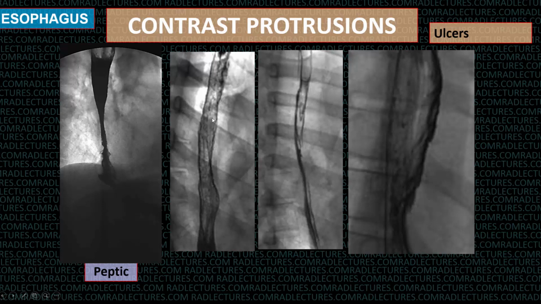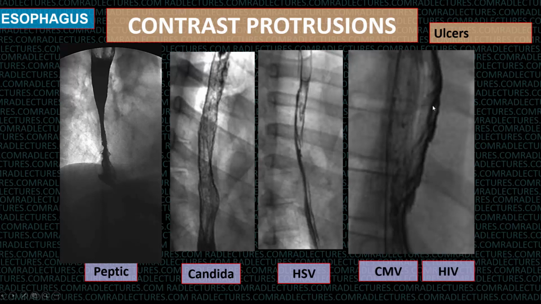Now, if you start seeing linear ulcerations and transverse ulcerations with nodules, that is typical of Candida. Very superficial, small ulcers are typical of herpes simplex virus, and large but superficial ulcers like here, here, here, those are typical of CMV, which occurs in patients with AIDS. But in those patients, HIV esophagitis can also give rise to similar ulcers.